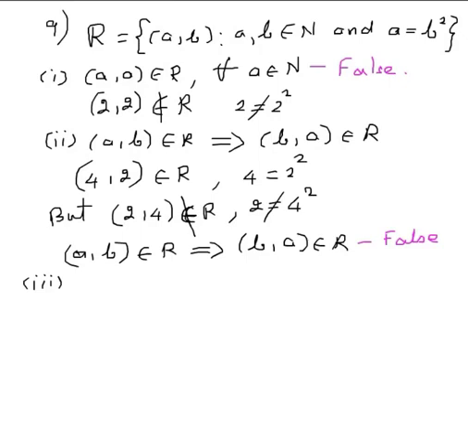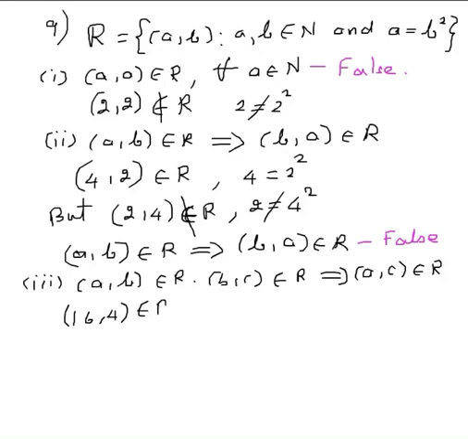Now the third statement is (a, b) belongs to R, (b, c) belongs to R implies (a, c) belongs to R. Let us look for a counter example. Let us take (16, 4). It belongs to R. The reason is 16 is equal to 4 square. Satisfied. Then I am taking the second element (4, 2). If you see these two elements, b is the common element. So that's why I am taking 4 and 4. This also belongs to R because the definition is satisfied. 4 is equal to 2 square.